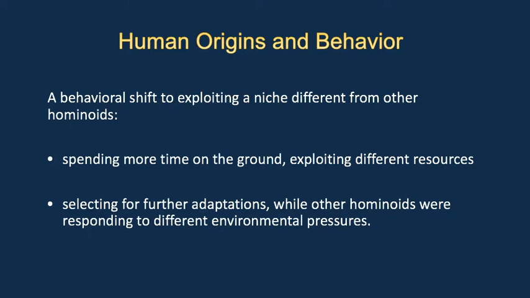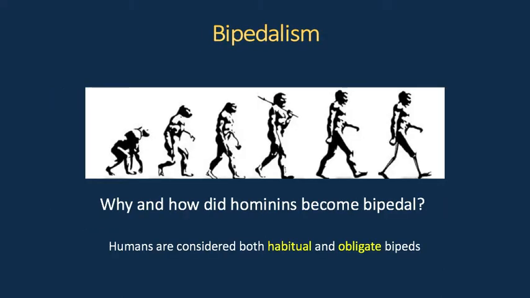Once this trajectory starts, we start to have hominins following a different evolutionary trajectory. So we start to see these differences, these adaptations in the different lineages beginning to accumulate. So as I said before, the first thing that we look for in the hominin fossil record, if we're looking to identify a hominin, is evidence of bipedalism. So how and why did hominins become bipeds? This is the big question.